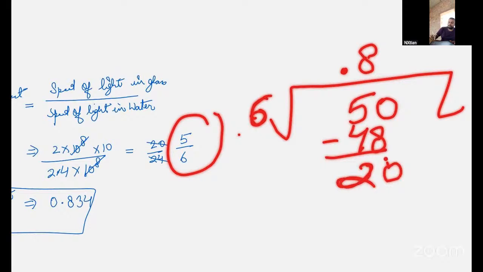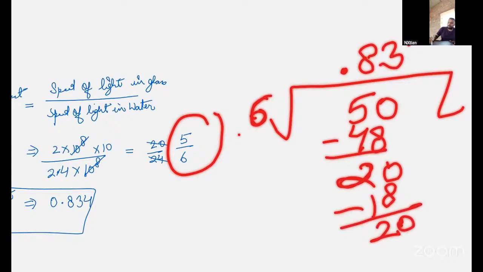6 3s are 18. Then again 2 will come, then again 0 will be there. So it's going to be like this. The 3 3 3 part will always go on. So instead of 3 3, I just wrote 3 4. This is how the division is done.